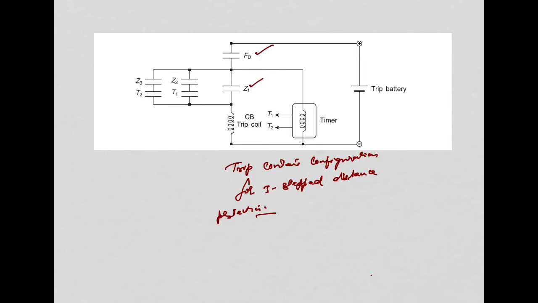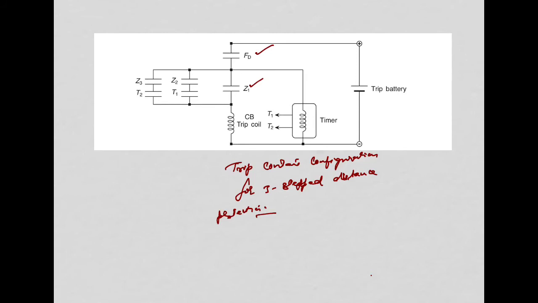Then Z2 is the normally open contact of the step 2 measuring unit. T1 is the normally open contact closed by the timer after time T1 after the closure of the fault detector. And Z3 is the normally open contact of step 3, and T2 is the normally open contact closed by the timer after the time T2 after the closure of the fault detector. Now the fault detector initiates the timer in case it detects the fault within its reach setting.